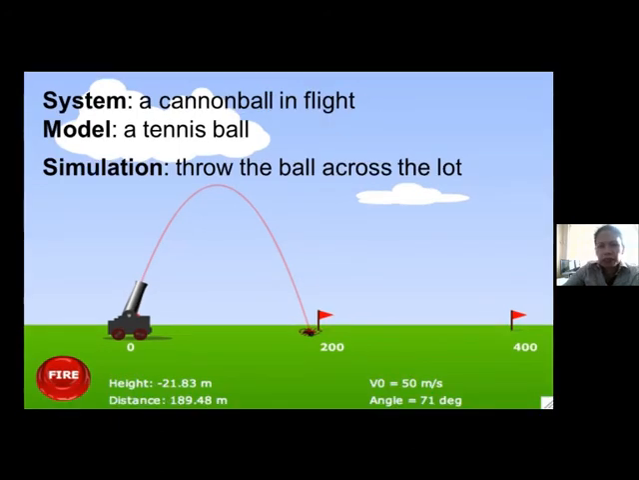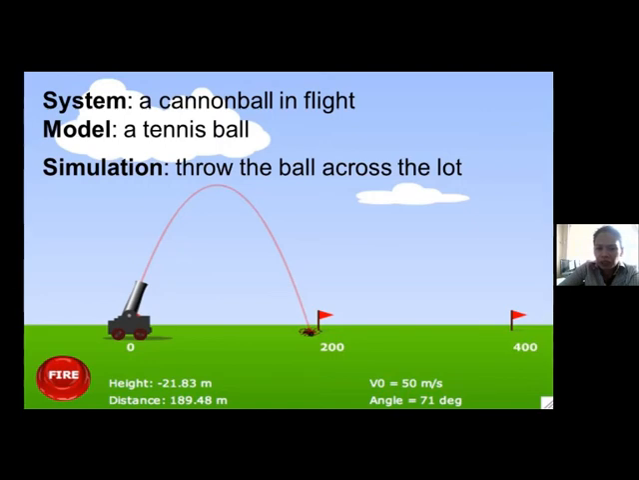And then there's another example here. We're going to relate it to a system like this, a cannonball in flight, if you can see in the picture. So the model here is the tennis ball, and the simulation part is when you throw the ball across the lot. If you're going to create a system like this, you should be able to compute the height and the distance, and then the velocity. I'm not sure about the letter, but as far as I know, the letter V is the velocity, because this is related to physics.